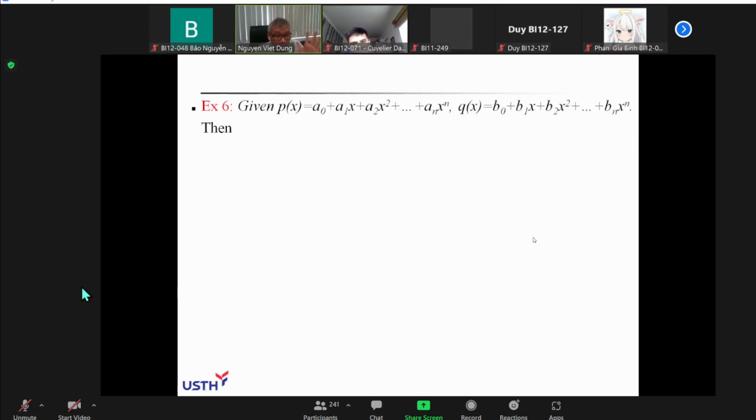Here is some example for you. We consider P like that and Q like that. They are two vectors in the vector space of polynomials with degree less than or equal to n. Then, if we define the inner product of P and Q to be that one, that will make P_n(x) become an inner product space.